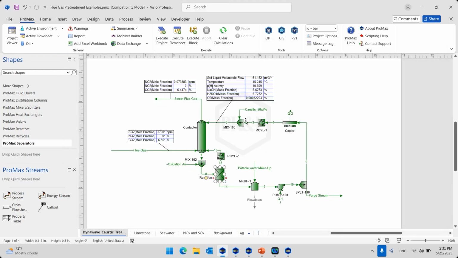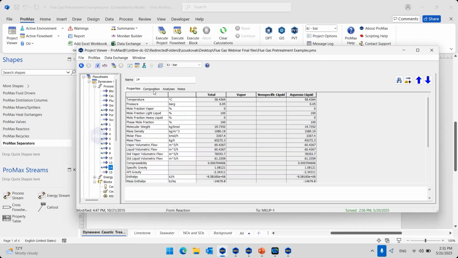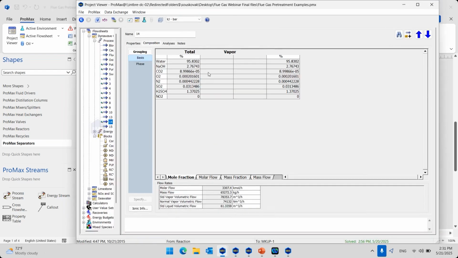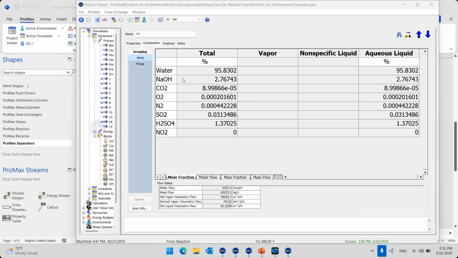What I wanted to show you here is that if I open S-Stream, let's see, for example, stream 14. And if I look at a composition, I'm able to see a composition. Now, this composition is not telling me anything about ions, right? It's kind of like it's thinking the SO2 is not dissolved. It's still showing as SO2 over here. But the software under the hood knows that SO2 is not present there as a gas molecule. It's being dissolved in the aqueous phase.